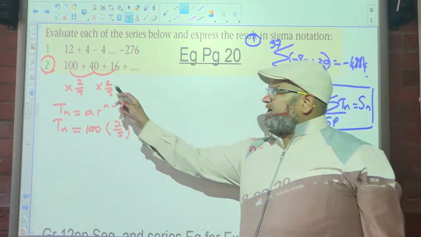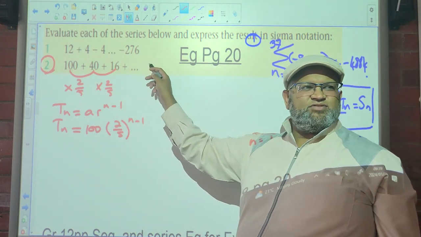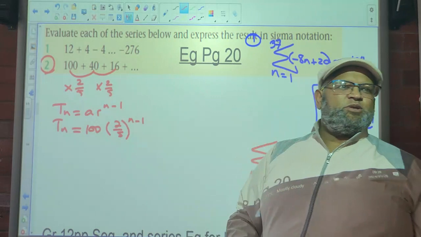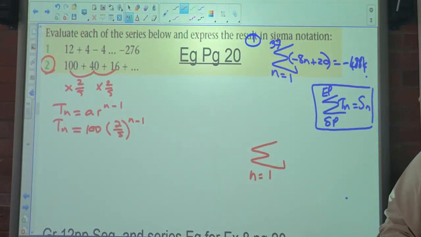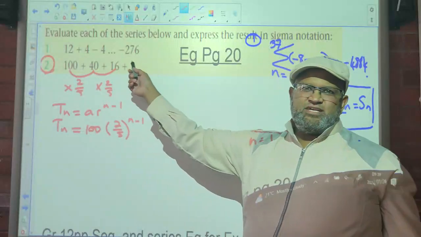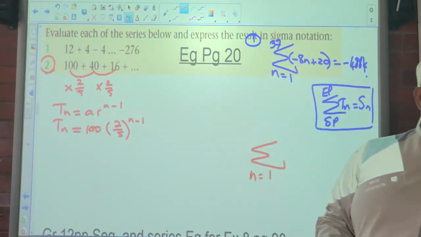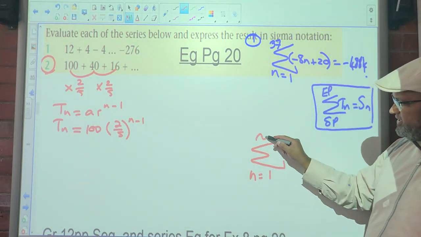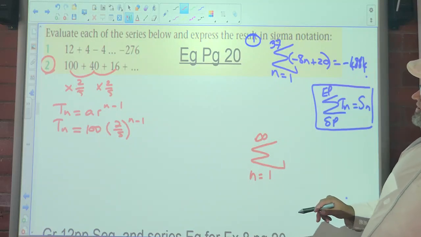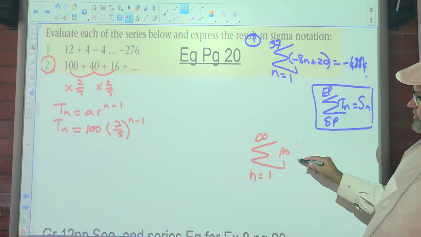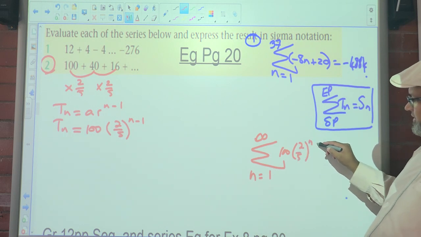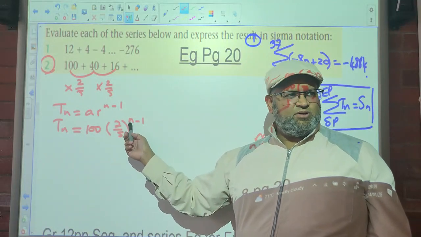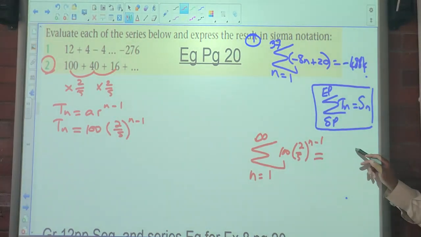Is there a way of calculating my last term, or the number of terms in the series? No. What else do we notice? 2 over 5 is between which two values? Negative 1 and 1. So what type of series is this? Sum to infinity, or convergent series. So that goes to infinity. The general term is 100 into 2 over 5 raised to the n minus 1. Can I multiply these numbers here? Why not? On an exponent. And this is equal to the sum of.